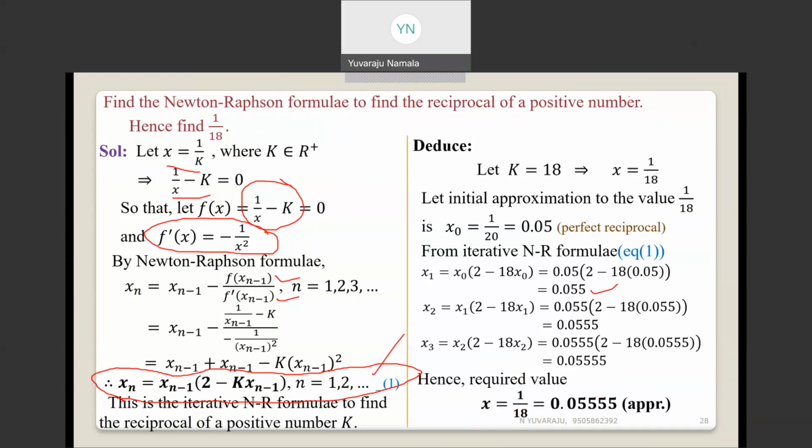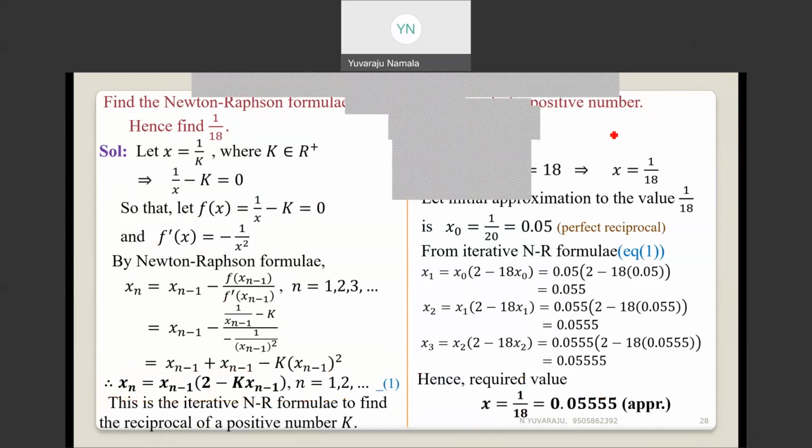Okay, is it clear? Understood, all of you? This is the Newton-Raphson method with examples.